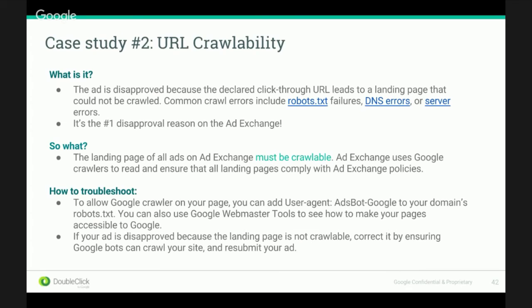So how do we troubleshoot this? To allow Google crawler on your page, you can add a user agent, adsbot-google, to your domain's robots.txt. If you don't know what I'm talking about, just do a search for robots.txt and it'll give you information on that. You can also use Google Webmaster Tools to see how to make your pages accessible to Google. If your ad is disapproved because the landing page is not crawlable, you can correct it by ensuring that Google bots can crawl your site. Once you do that, you can resubmit your ad.